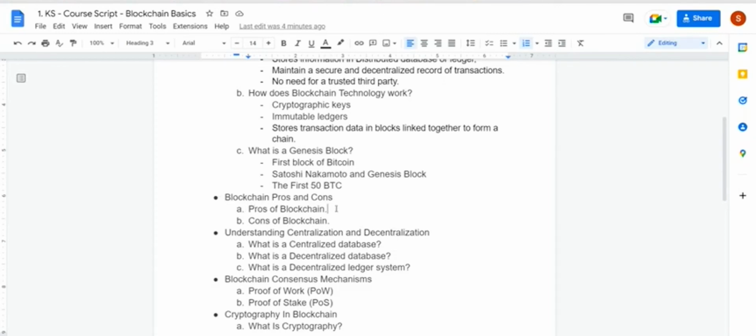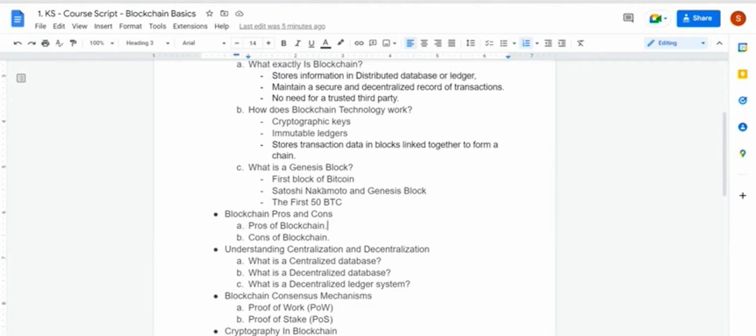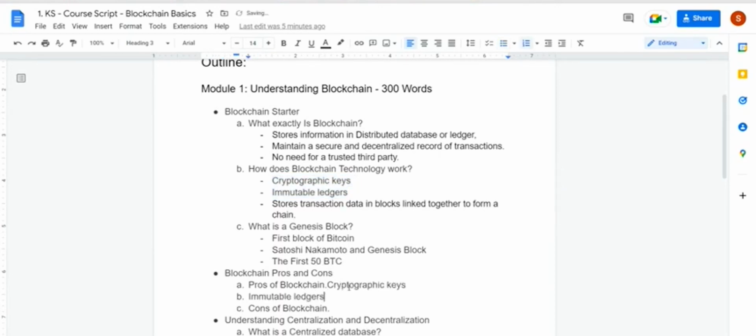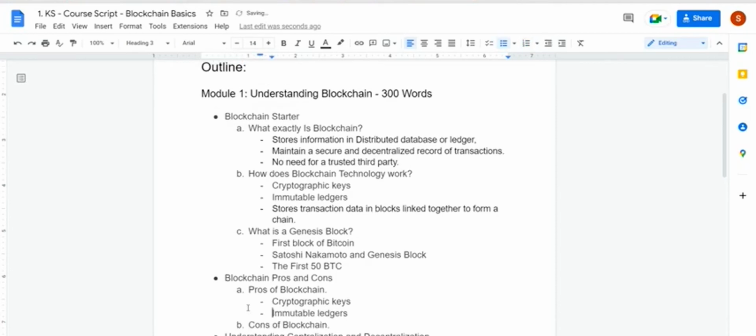So what are the pros of blockchain? What you can do is, suppose, let's say this one. Pros of blockchain. So we will press backspace and then a dash, and it will go like that. Okay, so immutable ledgers, and this will go like that.